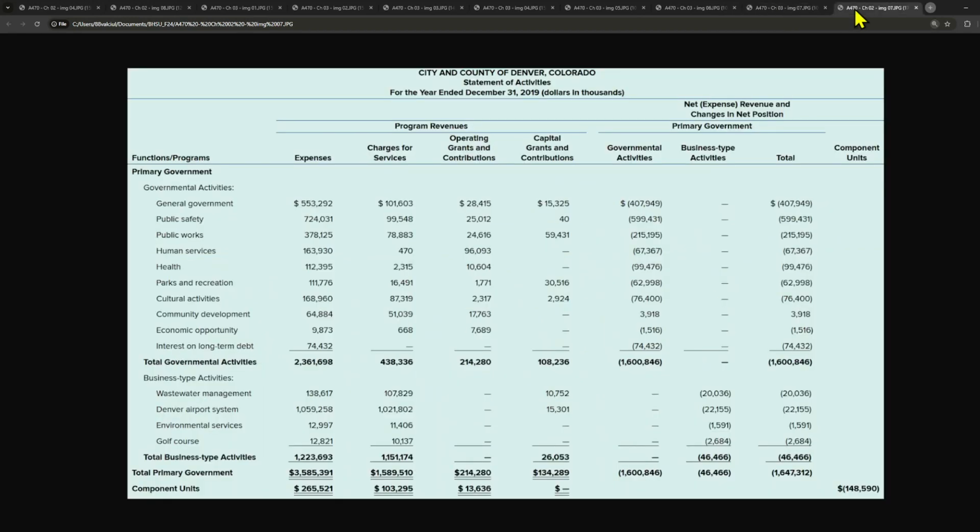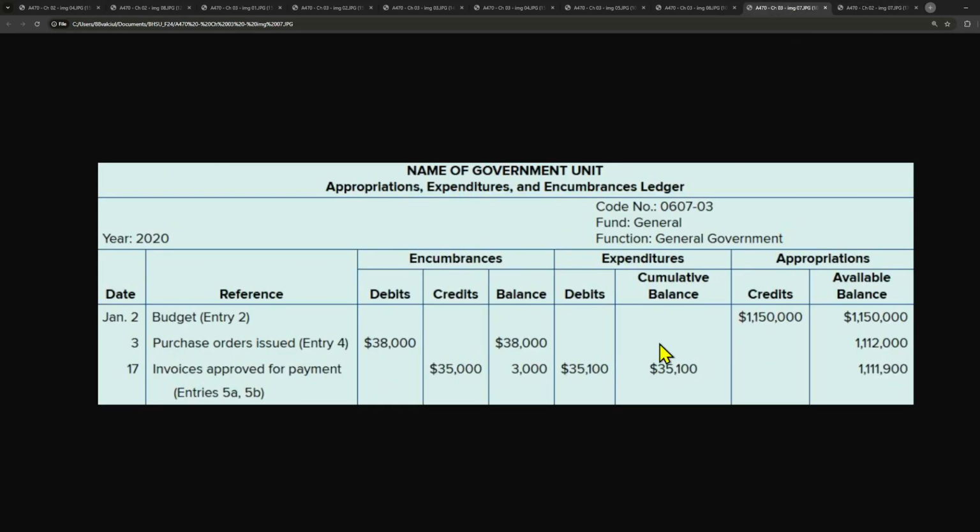So this one, let's see, let me just check. Oh, that was the other thing. So this is the sort of the last one here.